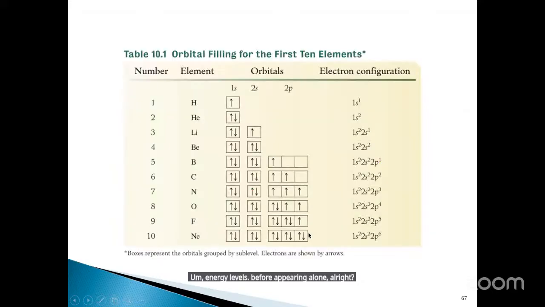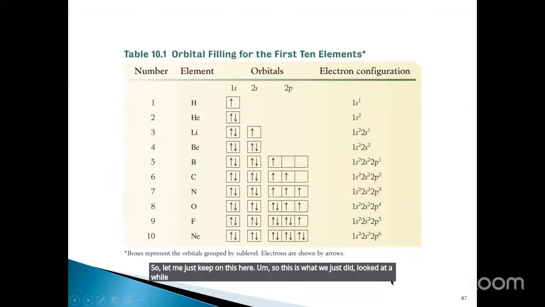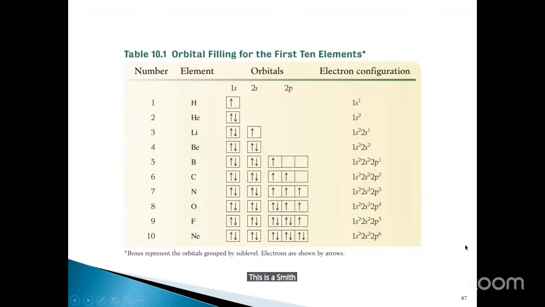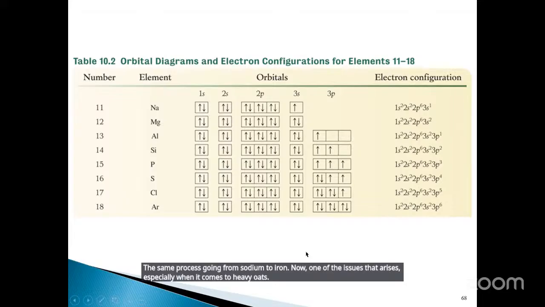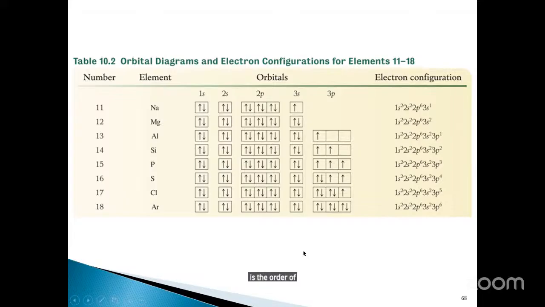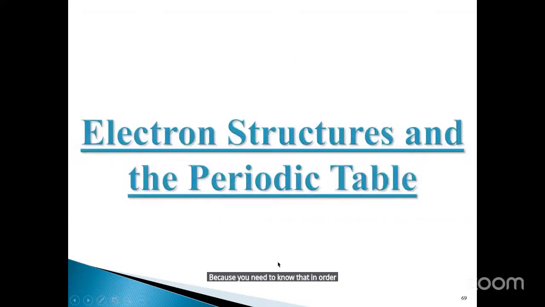So let me just skip all this here. This is what we just looked at a while ago. This is basically a summary of how the orbitals are filled as you go from one atom to the next. And this is for the same process going from sodium to argon. Now, one of the issues that arises, especially when it comes to heavy atoms, is the order of the orbitals in terms of energy. Because you need to know that in order to determine the electron configuration, right?